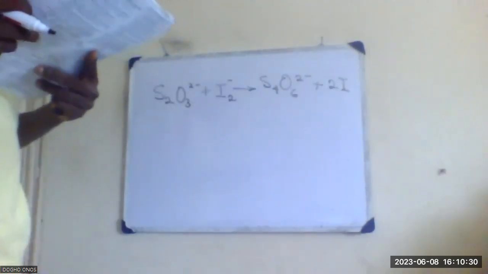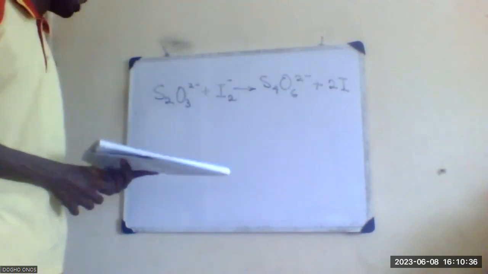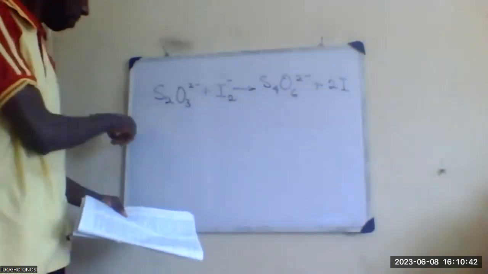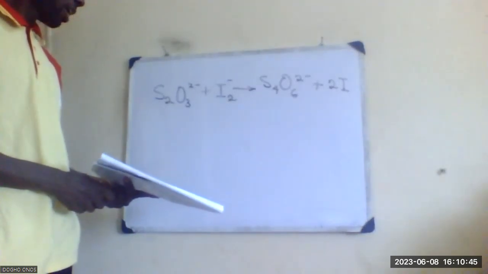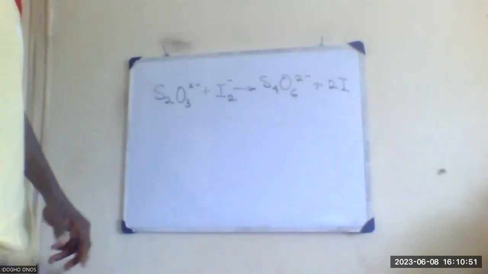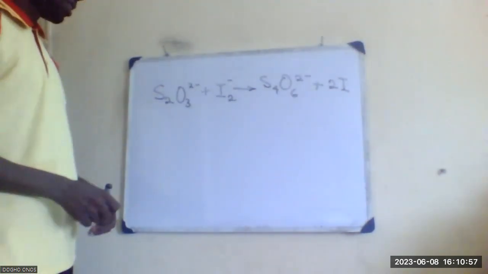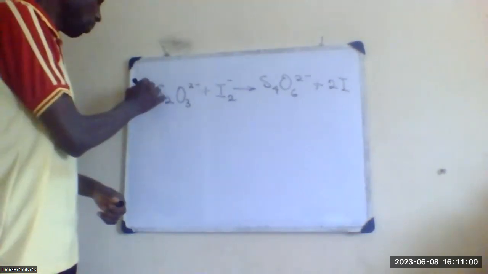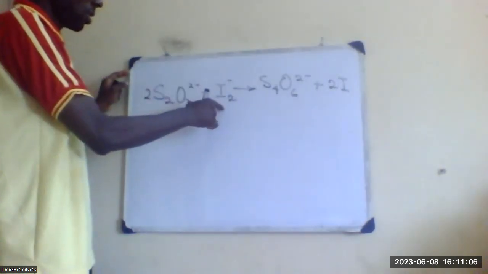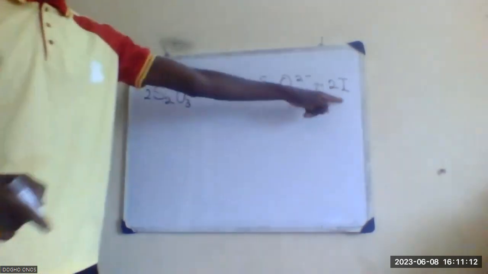In the reaction above, this is the reaction: S2O3 2- plus I2, giving S4O6 2- plus 2I-. So the question here is, in the reaction above, what is the oxidizing agent in this reaction? Is the equation balanced, please? No, it doesn't look as if it's balanced. So we should put 2 here. Okay, now it's balanced. This is -1, and this is 0.